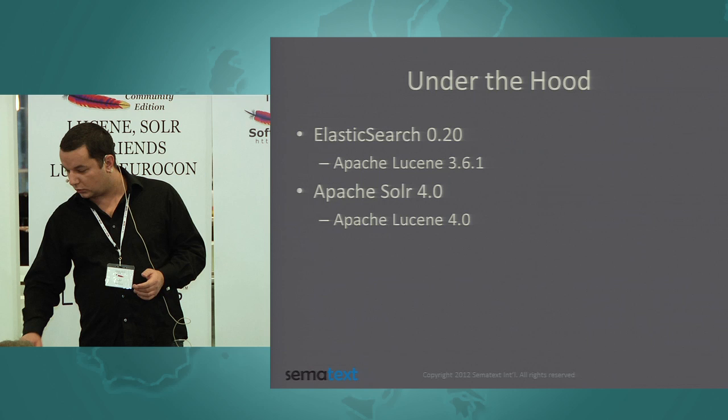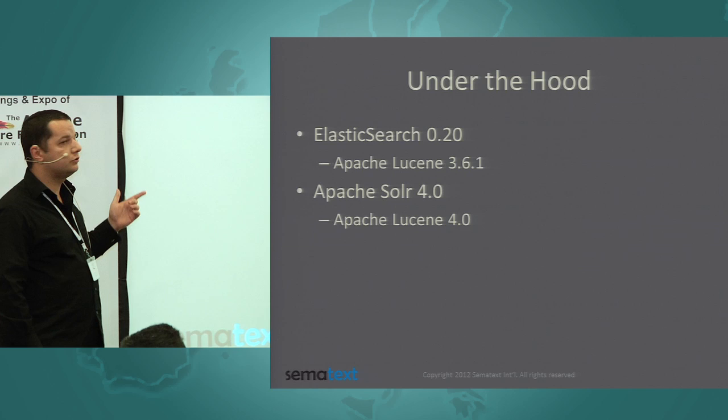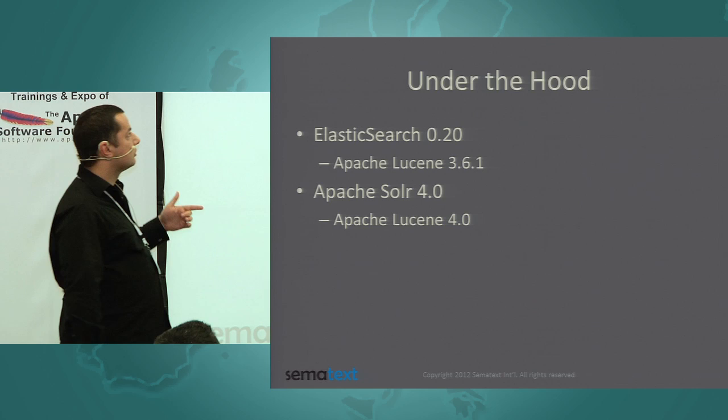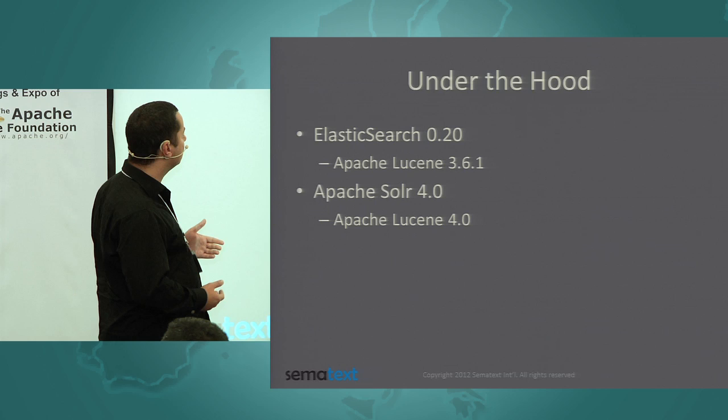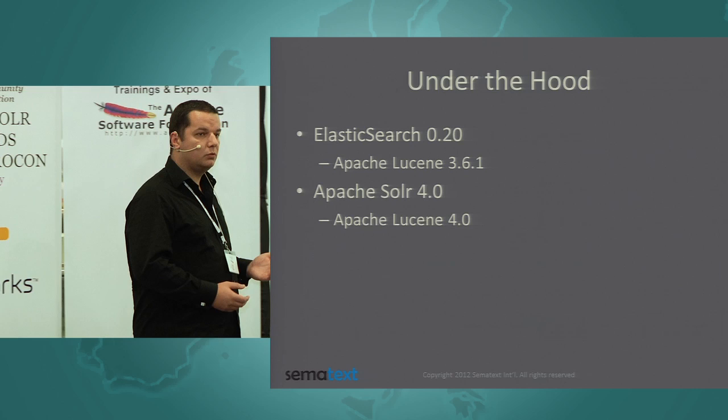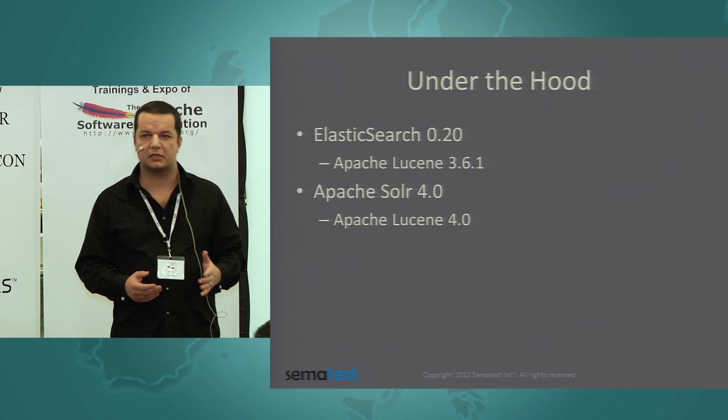In ElasticSearch, we have Apache Lucene 3.6.1, the latest stable release when ElasticSearch was developed. The newer ElasticSearch versions will be based, hopefully, on Lucene 4.0. In Apache Solr 4.0, we all know we have Lucene 4.0 with all the goodies, all the codecs and stuff you probably heard about till now, SolrCloud and stuff like that.